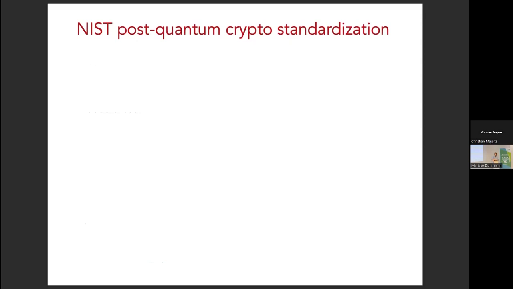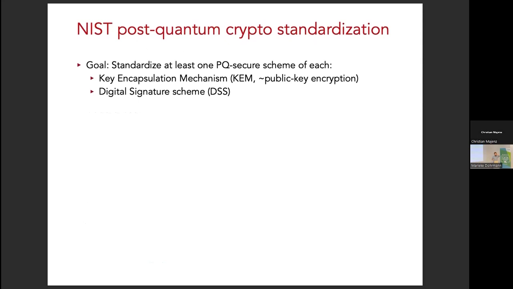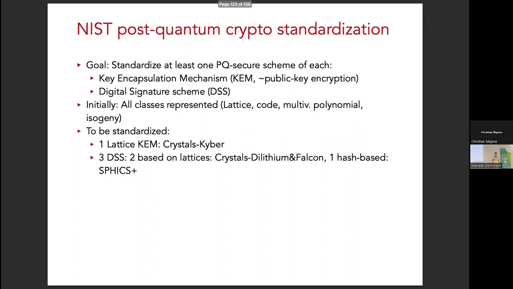Now, in this NIST standardization process, the goal was to standardize at least a key encapsulation mechanism and a digital signature scheme. And initially, all the classes were represented in the standardization process. Now, an announcement has been made in summer to standardize a couple of schemes: one lattice-based key encapsulation mechanism, and three digital signature schemes, two of them lattice-based. And of course, two of the proposals come partially out of this house.